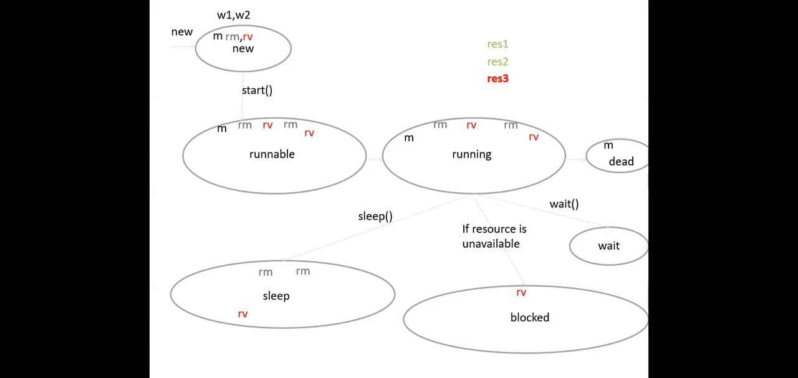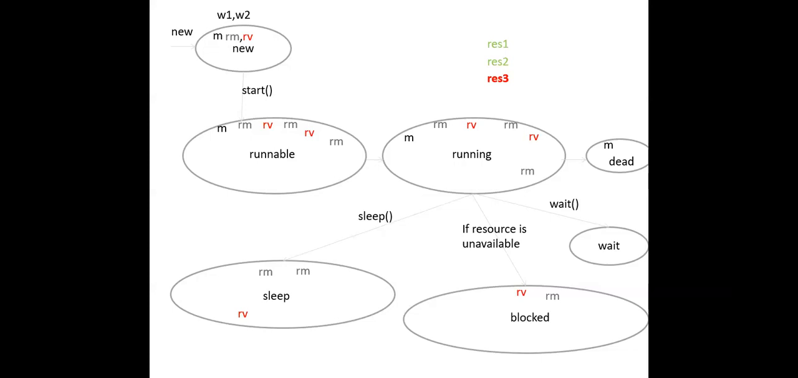Next, by that time, the Rama thread will come out of sleep state and it will go to runnable state. Once it goes to runnable state, there is no other thread in running, so it will go to running state. Now, once the Rama thread gets a chance, what will he try to access? He will try to access resource 3. But is resource 3 available? No, because of which the Rama thread should go to block state.